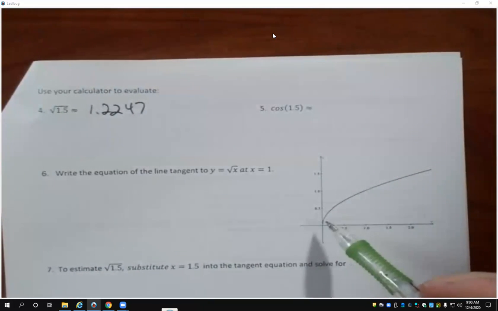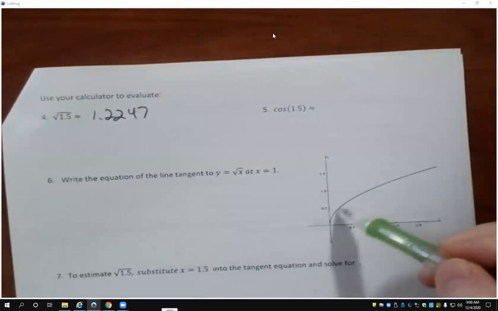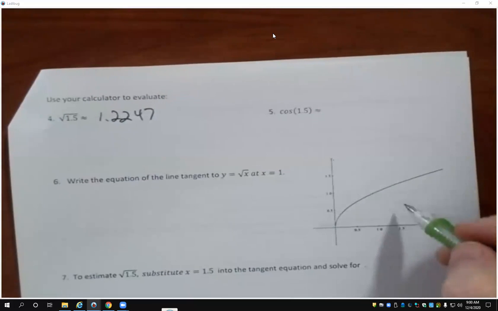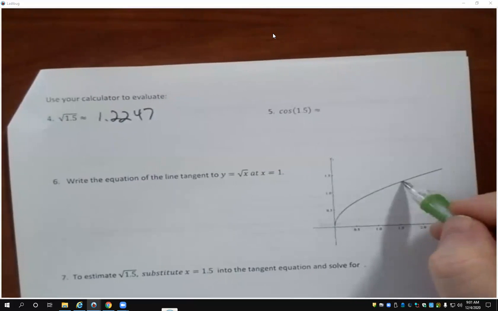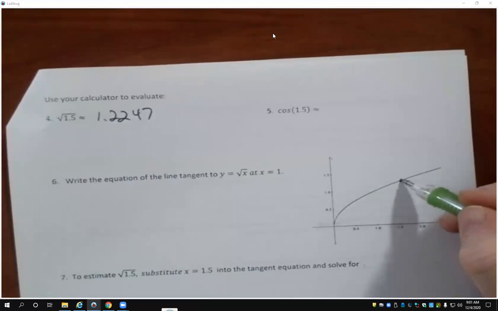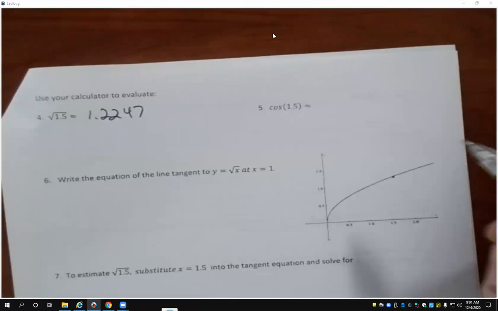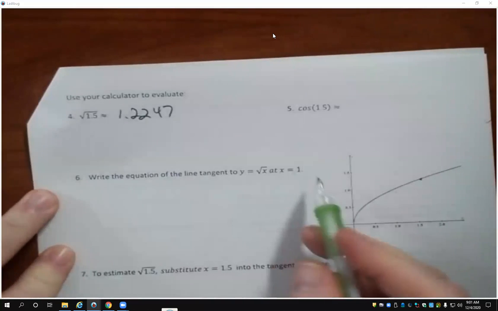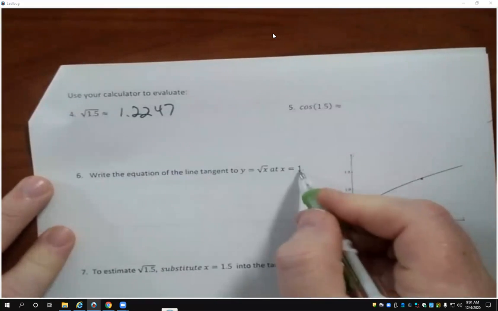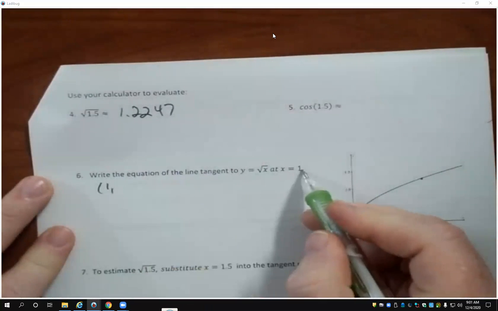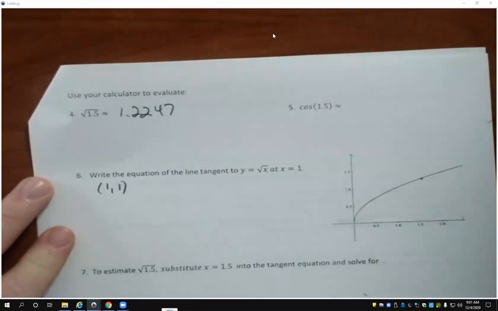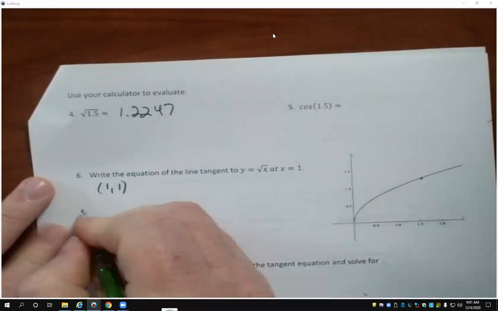All right, so here is the graph of the square root of x. And 1.5 is right here, right? We have no idea what that y value is. It's roughly right about here. What we're going to do is find the equation of the tangent line at x equals 1. So the first thing I need to do to write the equation of a tangent line is find my y value. I need a point. So if I have x is 1 and I plug 1 into that, I get 1. That's my point.